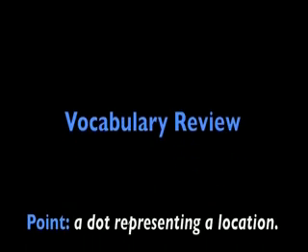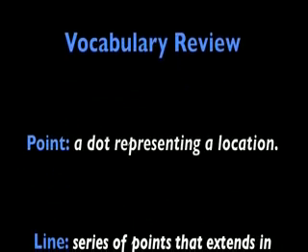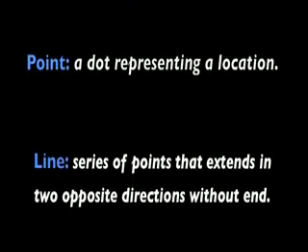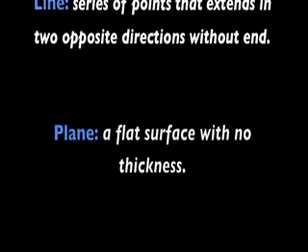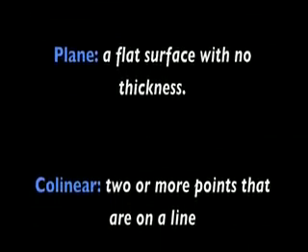Before we begin, let's review some vocabulary for Lesson 1-2. A point is a dot representing a location. A line is a series of points that extends in two opposite directions without end. A plane is a flat surface with no thickness.